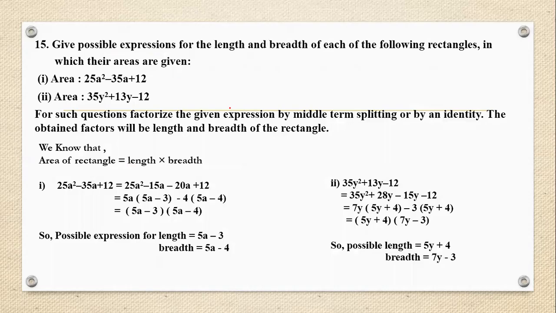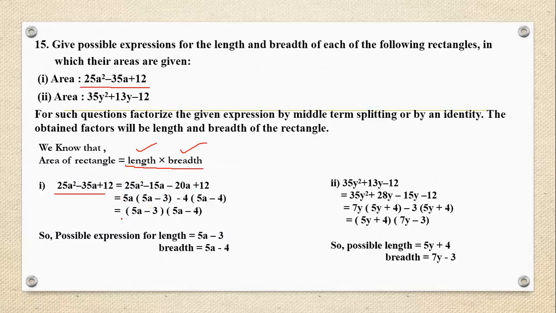Now question number 15, here we are supposed to find the possible expressions for the length and breadth of each of the following rectangles. Here we have been given the area of the rectangle, and we know that the area of a rectangle is always length into breadth. So the two dimensions we can obtain by factorizing it. You can factorize by middle term splitting. You already know how to do the factorization using middle term splitting. I've explained that in my previous videos. You can refer to that video to understand it.